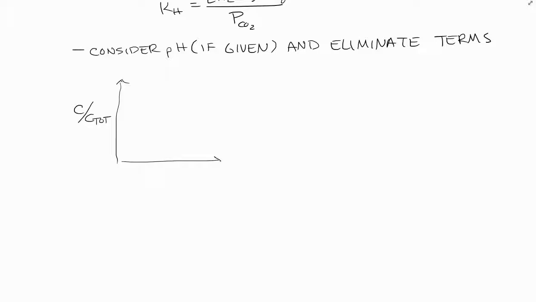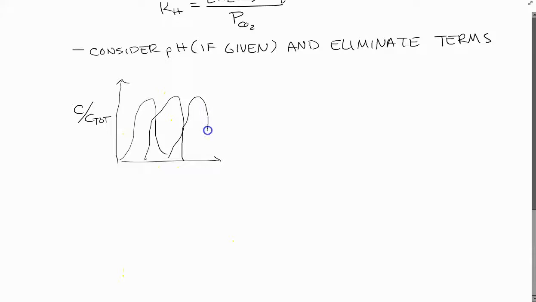But if you've got a fixed C total, then you can sketch this. Oh, this is horrible, but you have a better one in another video. I've got to do it again. Okay. This is going to be 0.5. These are going to be your pKa's.